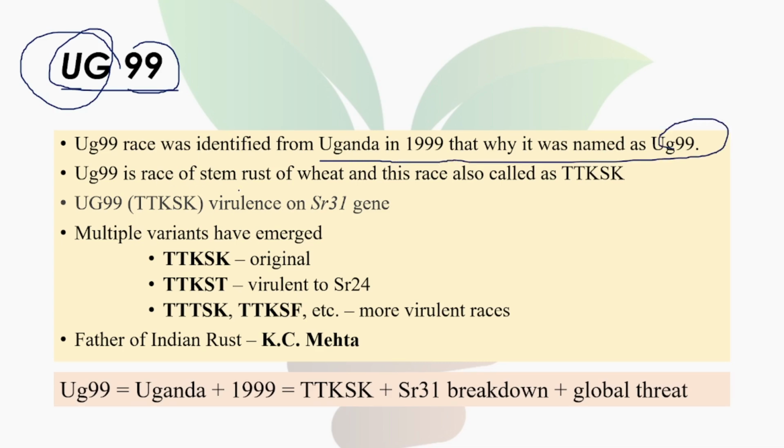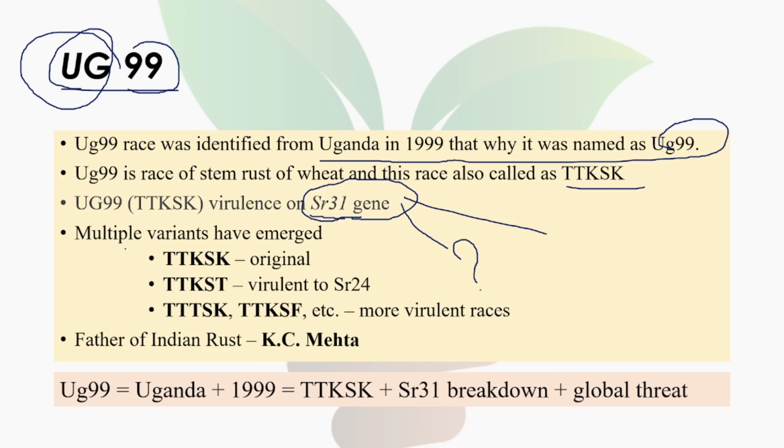Though it is originally related to wheat stem rust, it is a race called TTKSK. This Uganda 99 is virulent against the most resistant gene in wheat breeding, Sr31. Sr31 was highly resistant to all the existing races of wheat stem rust pathogen, but Uganda 99 targets this Sr31 gene.